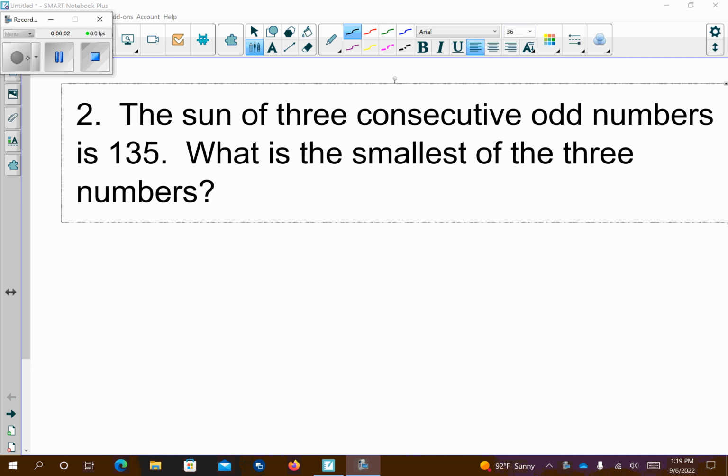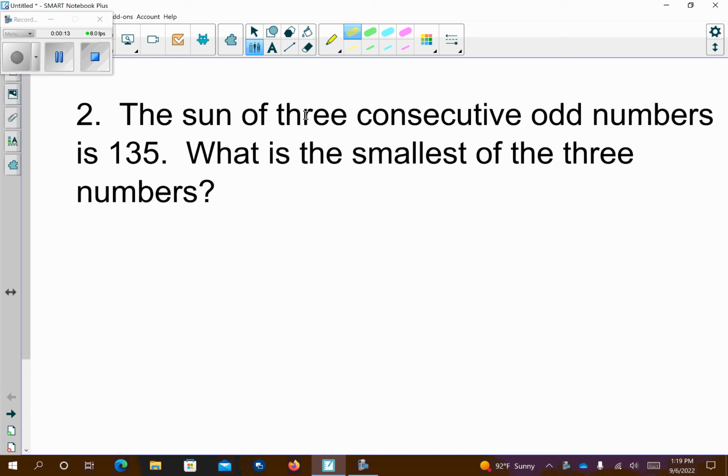Hi, CP Alg. This is the second day of review for our test that'll be this coming Friday. So I'm going to read the problem out loud, highlight a few things, and then, oh, that's supposed to be sum. I'm sorry. This is supposed to be sum. I made a mistake.